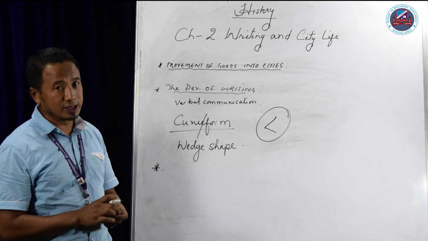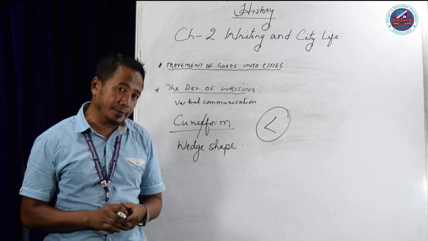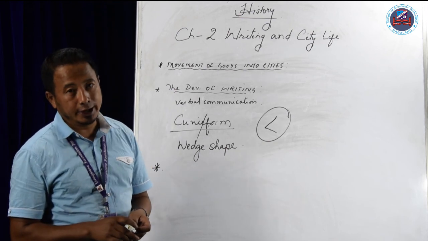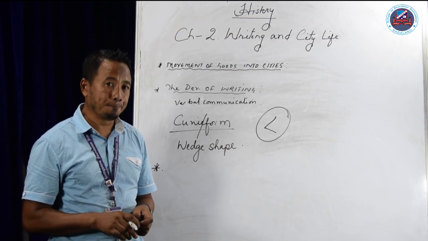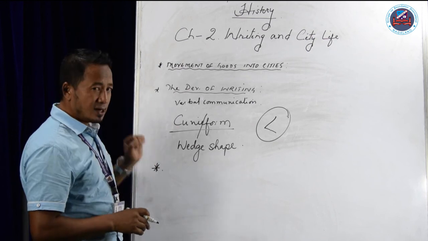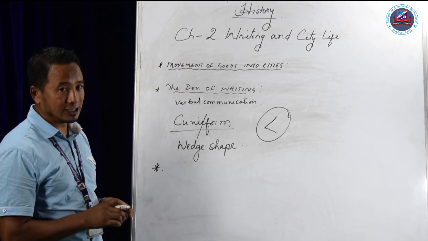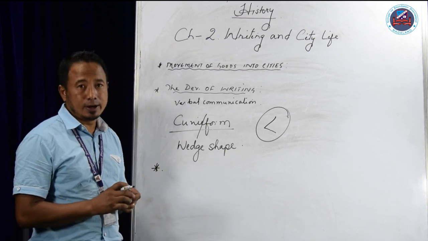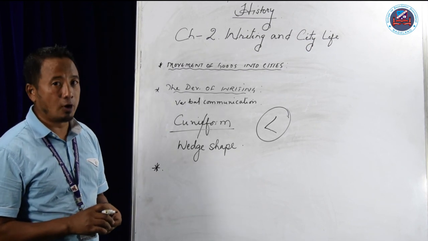So now we have understood that writing first developed in Mesopotamia. And the earliest form of writing was known as pictography. Later, it was replaced with the cuneiform system of writing.